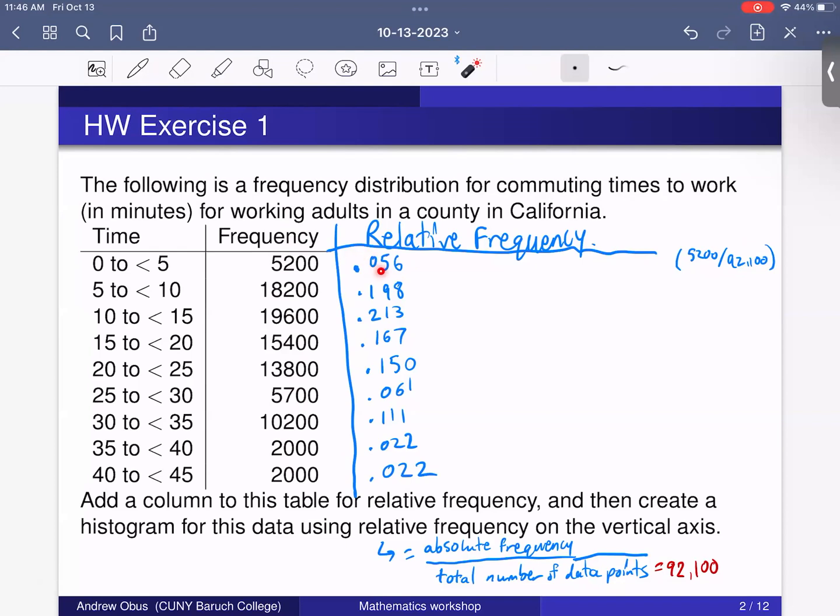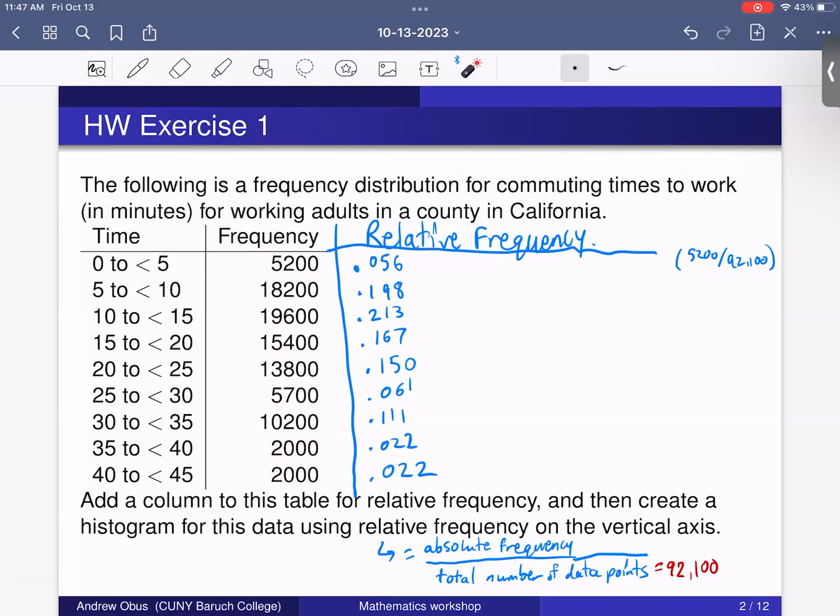And so what is this number? This is 5,200 over 92,100. This is 18,200 over 92,100. This is 19,600 over 92,100, and so on. So when we add all of these numbers up, everyone has the frequency as the numerator and the total number of measurements, 92,100, as the denominator. So when you add them all up, they all have a common denominator, 92,100. And what are the numerators? It's all of the individual class measurements here. So when we add them all up in the numerator, it should be the same thing as the denominator, right? So you add all of these up, and you're going to get 92,100 in the numerator, and the denominator is also 92,100. And so this is why it adds up to 1.